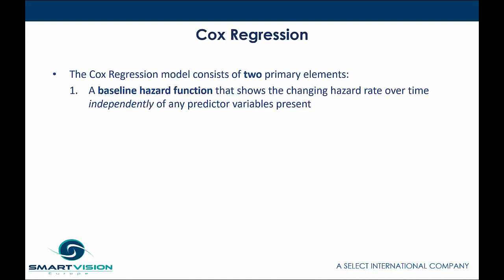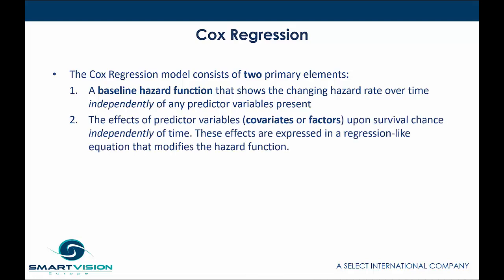Now, the Cox regression model actually consists of two primary elements. The first element is known as the baseline hazard function. We've already seen a hazard function earlier when we looked at Kaplan-Meier. In fact, we could graph it, and you'll remember that a hazard function shows the changing hazard rate over time. In this case, this baseline hazard function is baseline because it's independent of any predictor or independent variables that we may be using in the model itself.